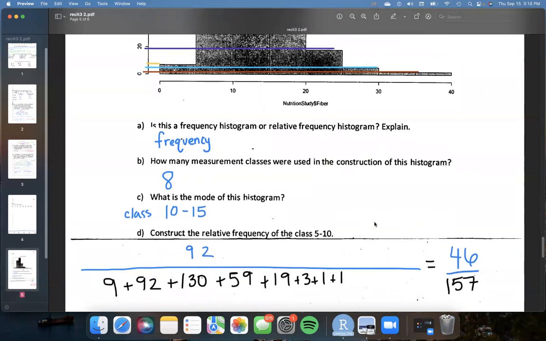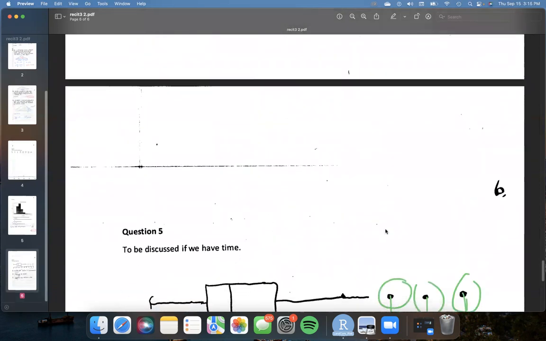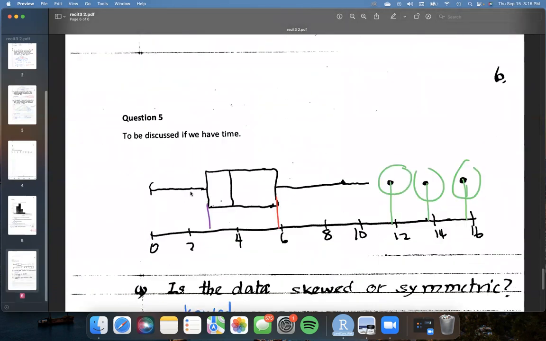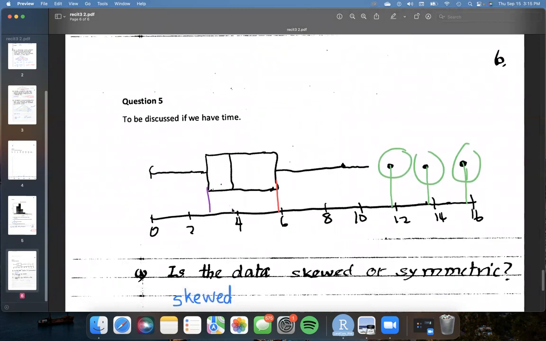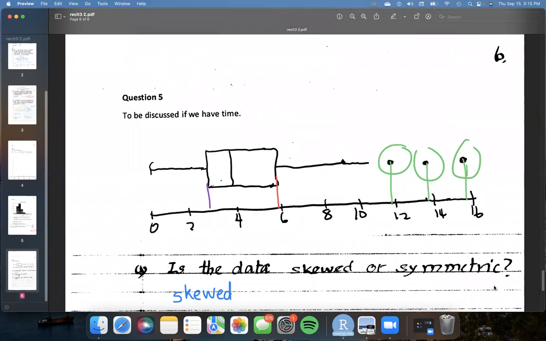All right. So moving on to question 5. So we have a box plot. Is the data skewed or symmetric? So it would be skewed. If it were symmetric, then it would actually look symmetric. So at the median, it would be like a mirror reflection on each side of the median.